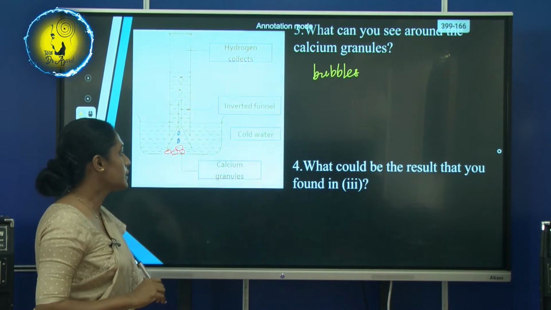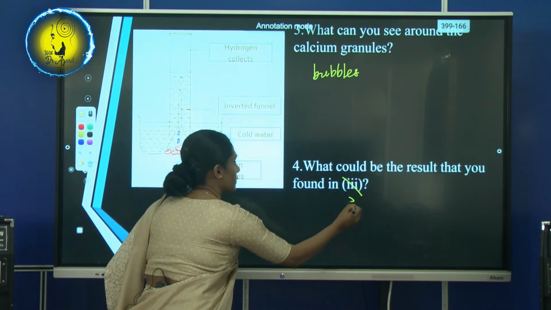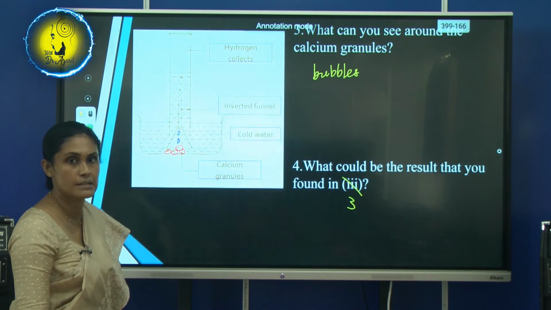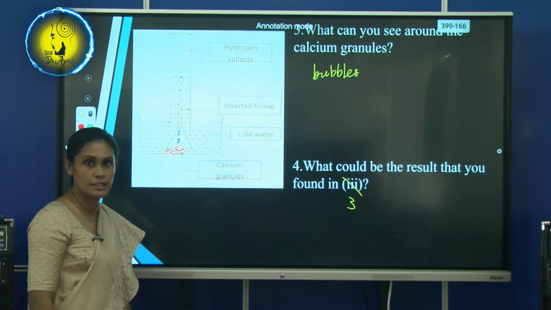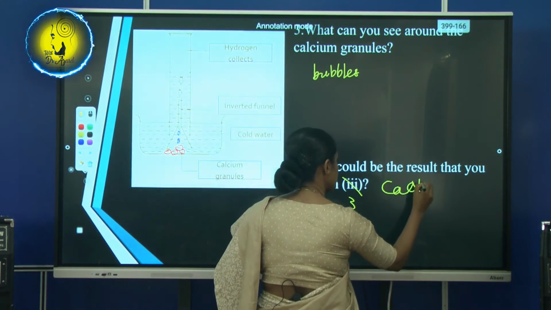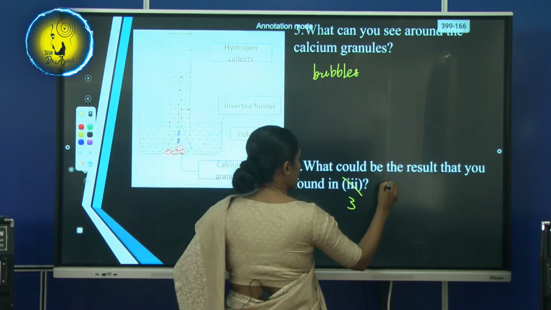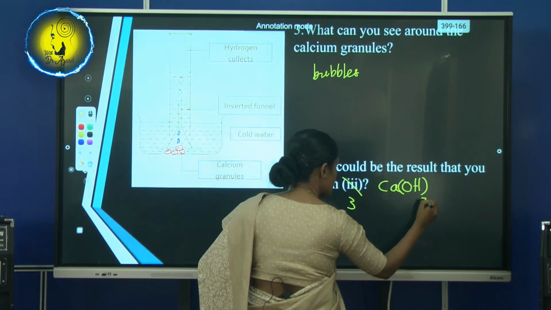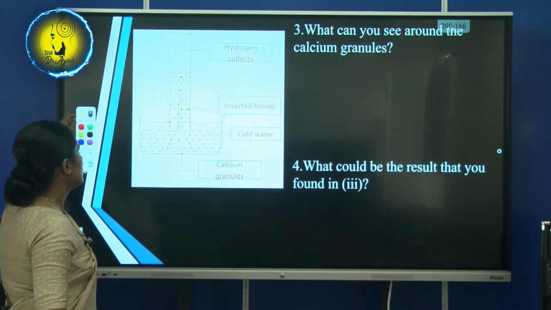What could be the results that you found in part 3? What could be the result? So, what do you think? Cold water and calcium reacted? You will find calcium hydroxide. It's not nice. I will clean it, erase it. Calcium hydroxide. I will write the balanced equation as it is in the next part of the question. Okay, the next one.